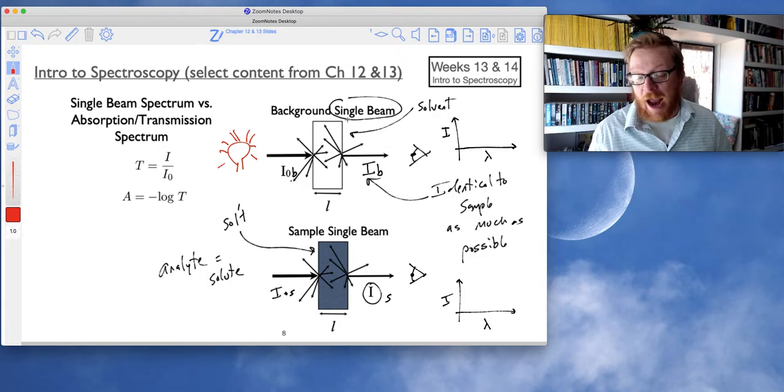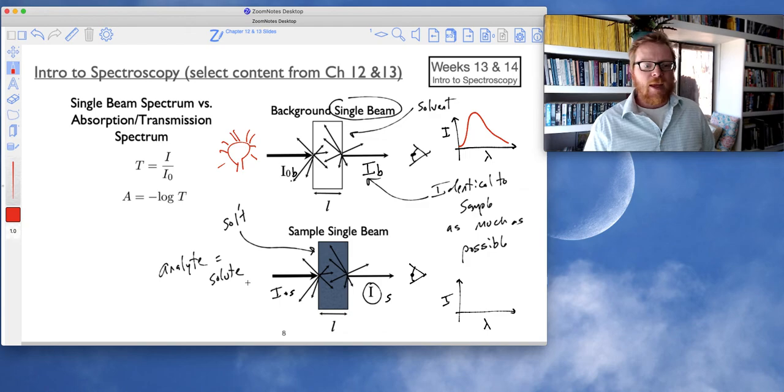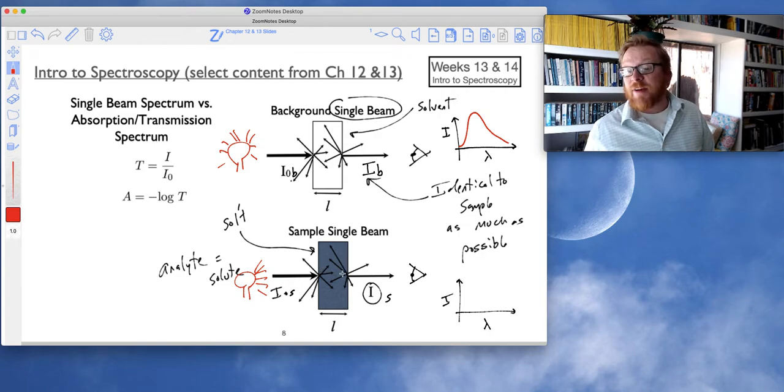Right, and particularly for the background single beam, since we're only going to get these scattering events, generally what we will see is a nice looking Boltzmann distribution, okay? So it's going to look something like this, because that's what the intensity of our light source would look like, all right? And so now over here, we've got the same light source, but now we've got some absorbing samples, okay?